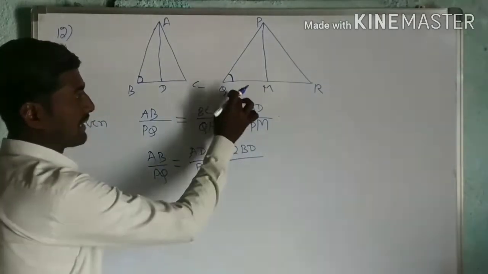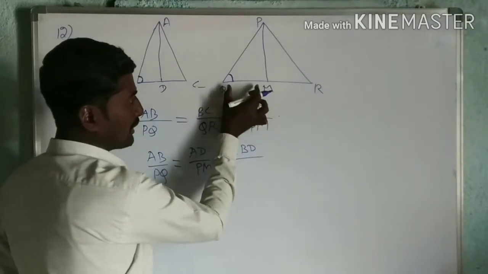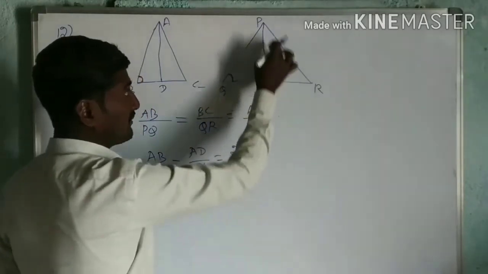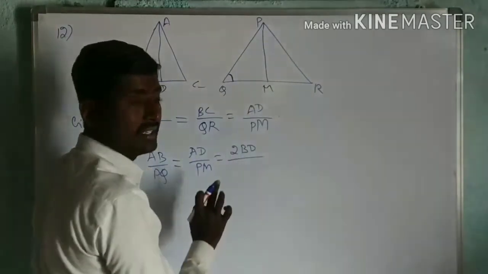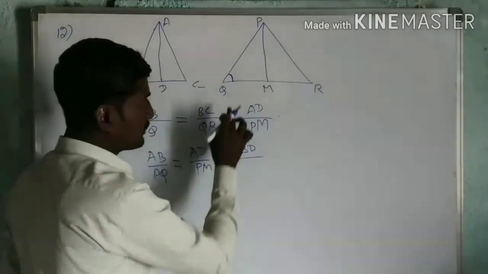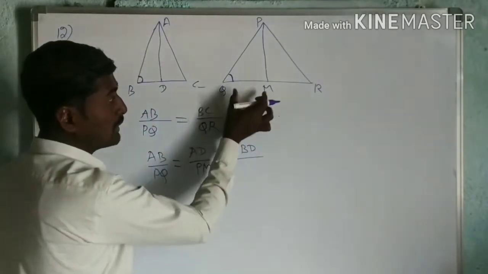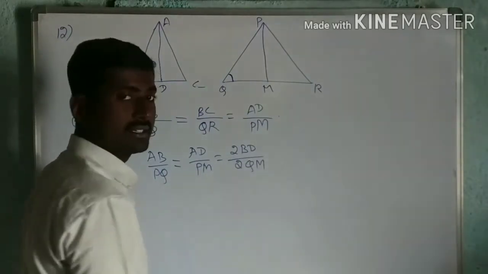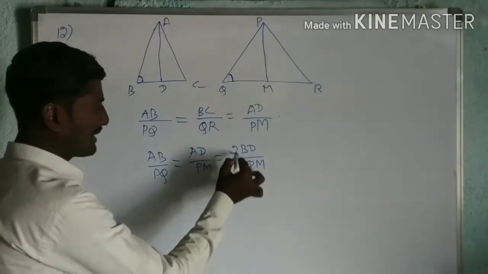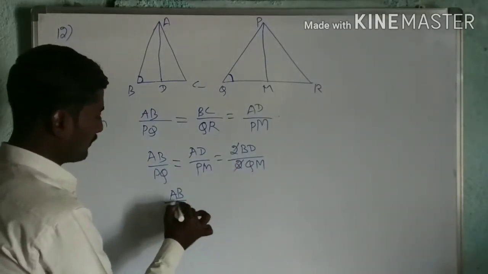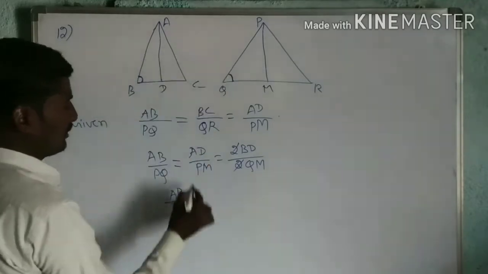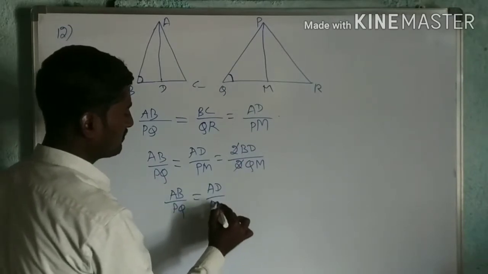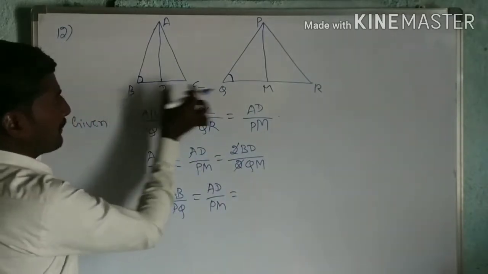Next, in place of QR. PM is a median of this triangle, therefore M is the midpoint of QR. Then QM is equal to MR. So in place of QR, I can write QM plus QM, that is 2QM. Then the 2 will get cancelled. AB by PQ is equal to AD by PM, which is equal to BD by QM.